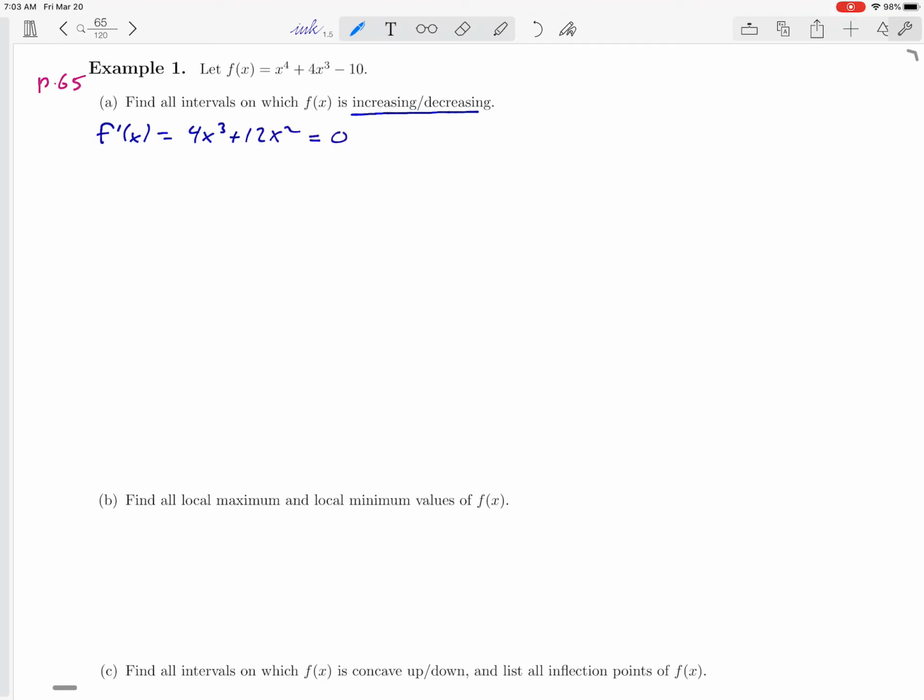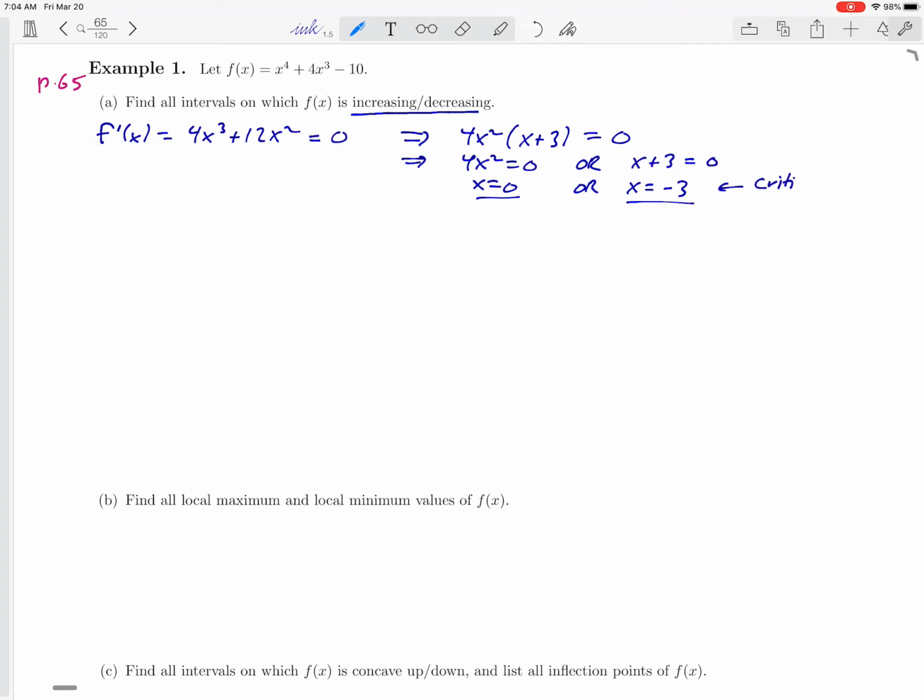Just using the power rule, we're going to get 4x cubed plus 12x squared, and we're going to set that equal to 0, which gives us an equation that we need to solve. Notice that we can factor a 4x squared out. So we'll do that. And if you take the two factors and set those equal to 0 individually, we get either 4x squared equals 0 or x plus 3 equals 0. And that leads us to two solutions, either x equals 0 for the first piece or x equals negative 3.